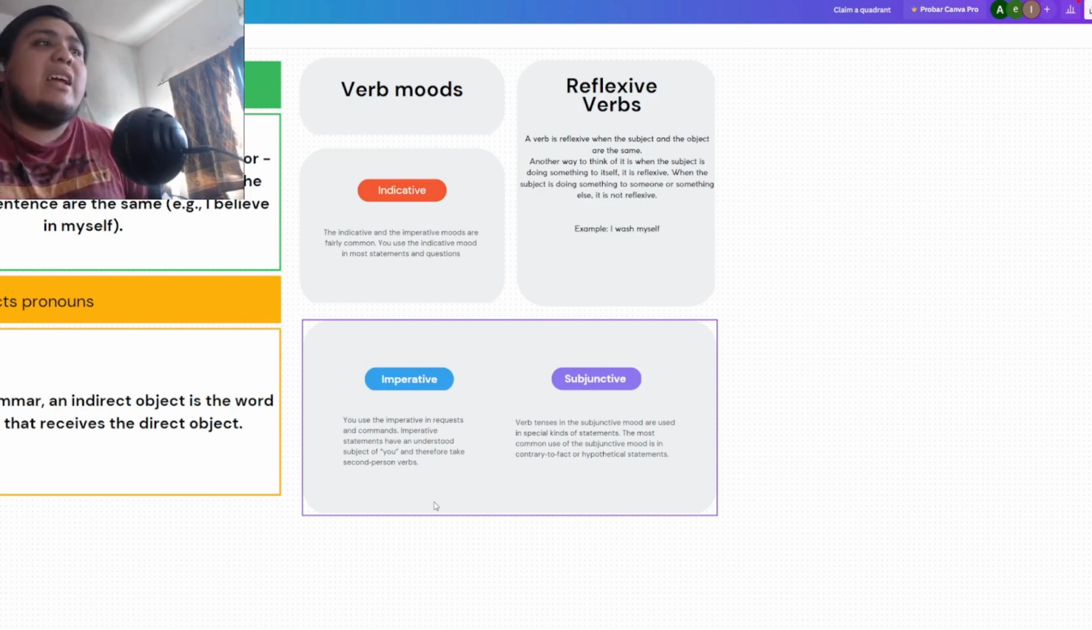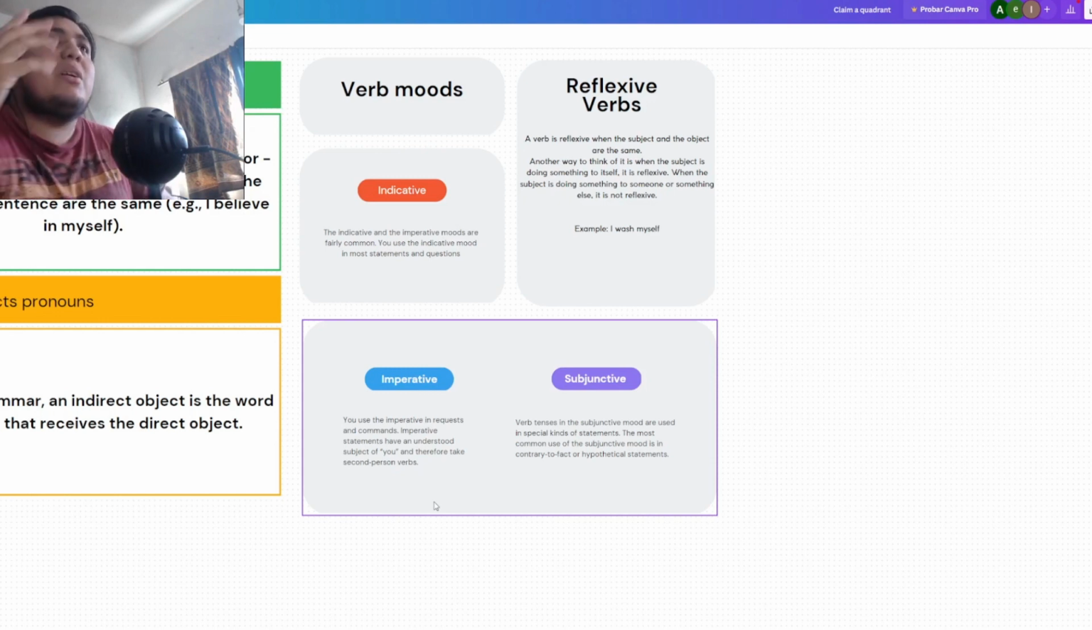And imperative, this is used to give commands or requests to persons, like go to the bathroom and give me some water. And the subjunctive verbs are used in special kinds of statements. The most common use of the subjunctive mode is in contrary to fact or hypothetical statements. Like if I were king, you were queen.